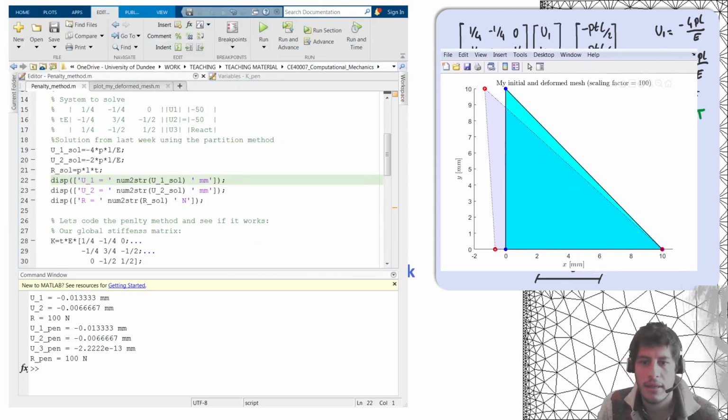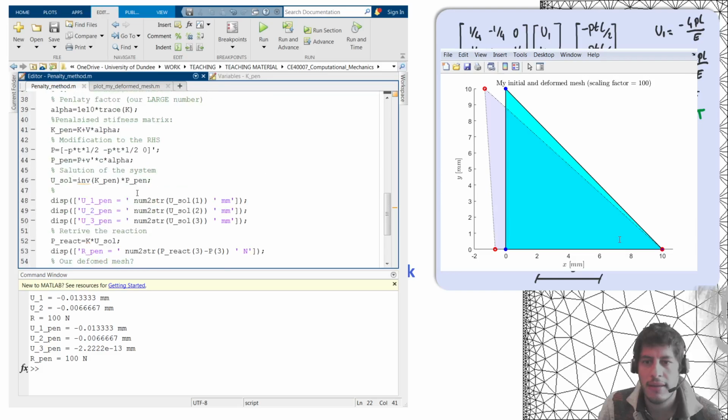So this is the solution that we get. We had our initial CST. There was a pressure here on the left, and these are where the nodes have moved. U1 and U2 are different. That's why I've represented this.